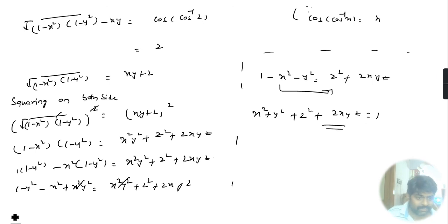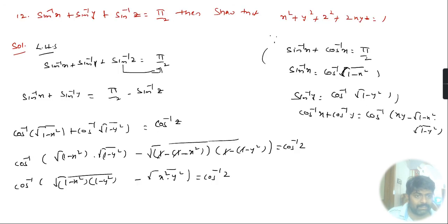So therefore, let us recall the problem. We have that sin inverse x plus sin inverse y plus sin inverse z is equal to pi by 2. Then we prove that x square plus y square plus z square plus 2xyz is equal to 1. For solving this one, the basic formulas are needed. One is sin inverse x plus cos inverse x equal to pi by 2. And next, sin inverse x can be written as cos inverse of root of 1 minus x square. So therefore, we have three terms. The third term will be converted to the right side of this equation.